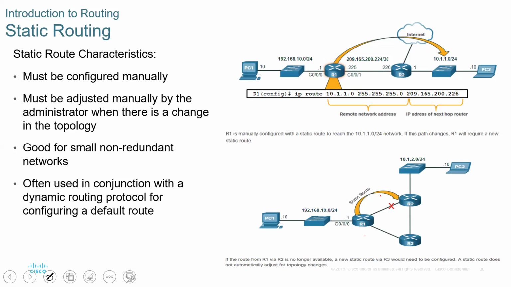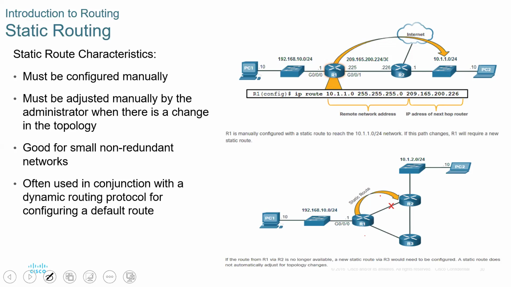Okay, so static routing must be configured manually and must be adjusted manually by the administrator when there is a change, or when there are updates and errors or there are corrections and things like that. And then it is usually best for maybe small networks or non-redundant networks and stuff like that. But in some cases, it is also used in conjunction with a dynamic routing protocol. Sometimes you use it to configure what we call a default route.